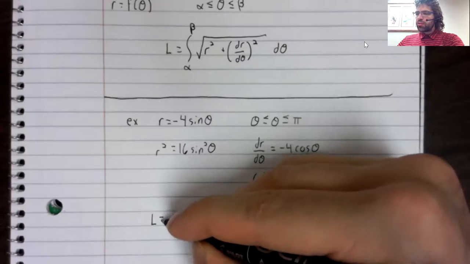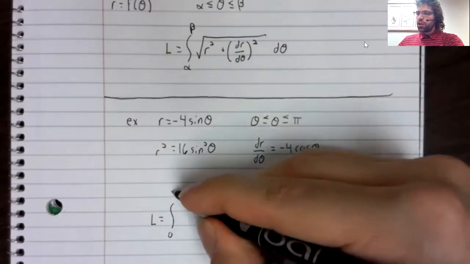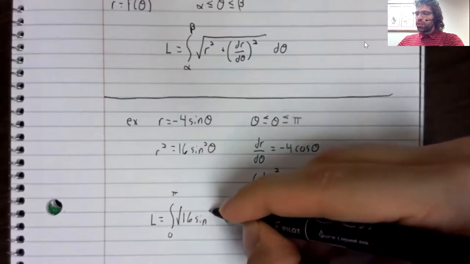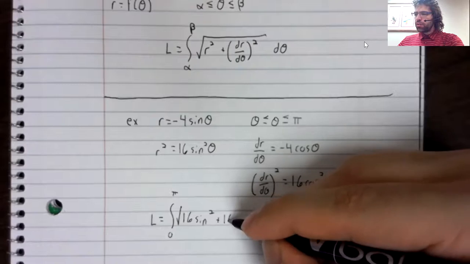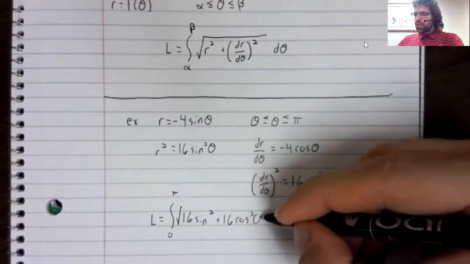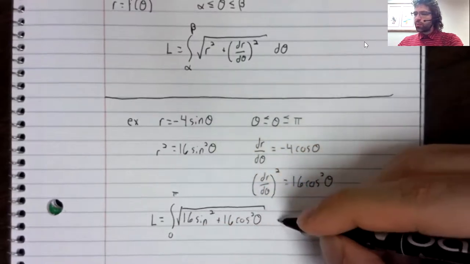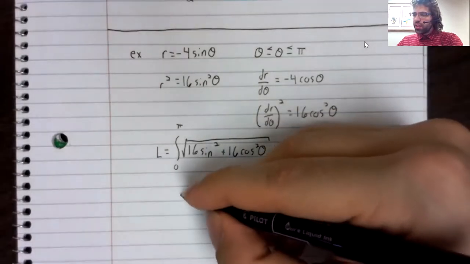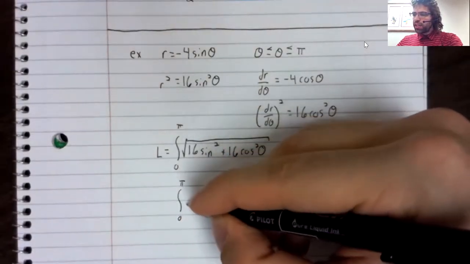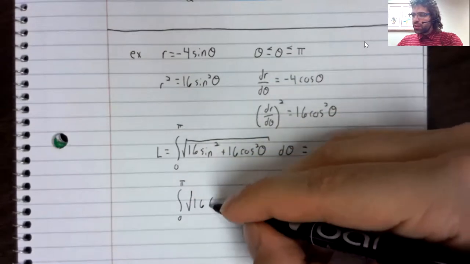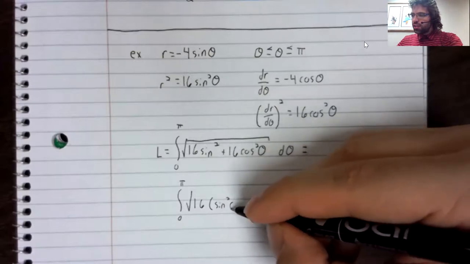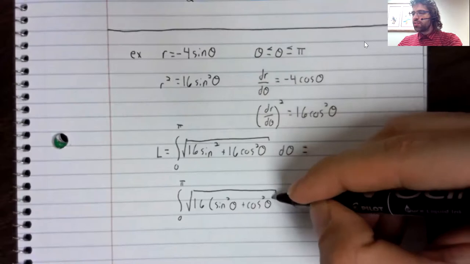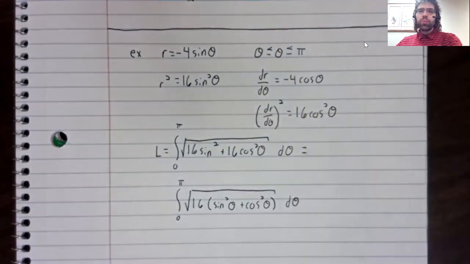So the arc length is the integral from 0 to pi of the square root of, and you see we have a sine squared and a cosine squared. This may look very ugly, but if you remember your Pythagorean identity, it actually isn't. The sine squared plus the cosine squared is 1.